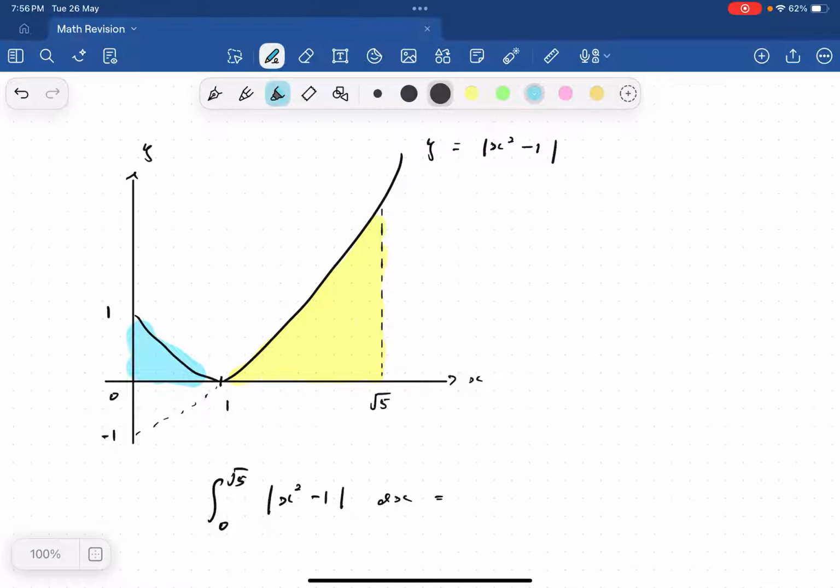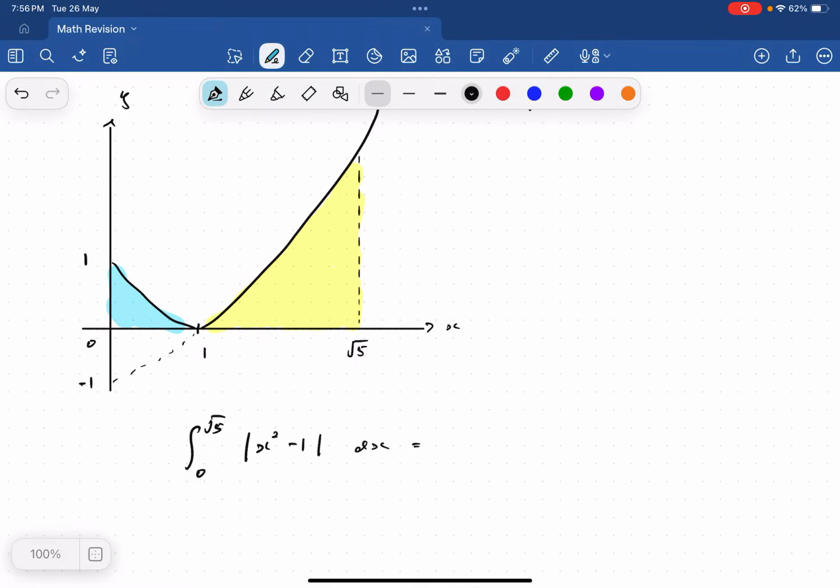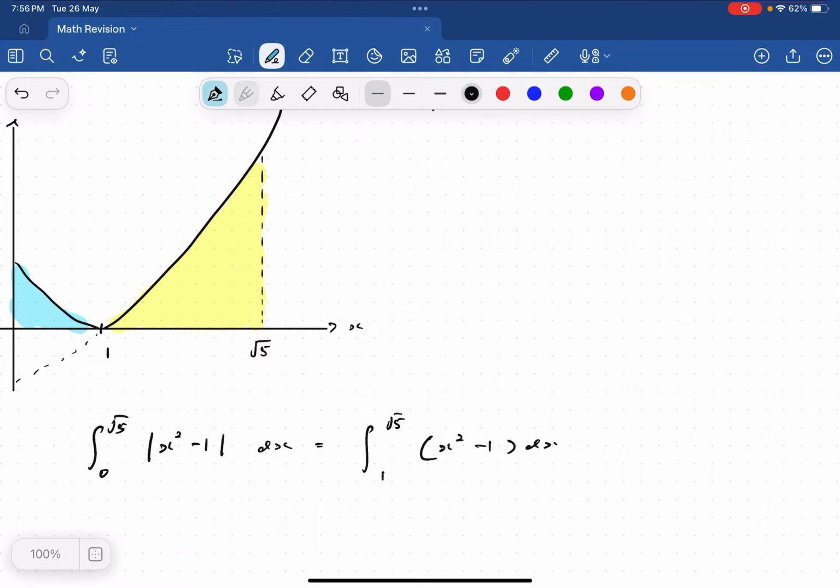So I shade this a bit finer. So the yellow shaded area, the yellow area under the curve, plus the blue area under the curve, I need to split this into two integrals, right? So this is going to be root 5 to 1 of x squared minus 1 dx. Okay, so this is the yellow one.